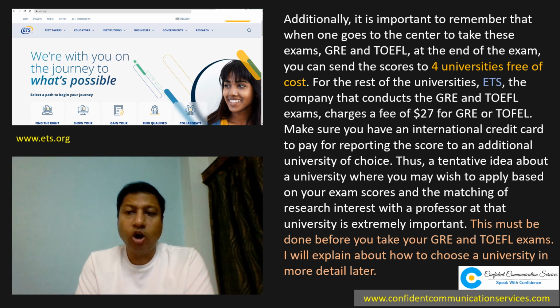Additionally, it is important to remember that when one goes to the center to take these exams, GRE and TOEFL, at the end of the exam, you can send the scores to 4 universities free of cost. For the rest of the universities, additional universities, ETS, the company that conducts the GRE and TOEFL exams, they charge a fee of $27 for GRE or TOEFL each, and you have to send both the scores. Make sure you have an international credit card to pay for reporting the score to additional university of choice.